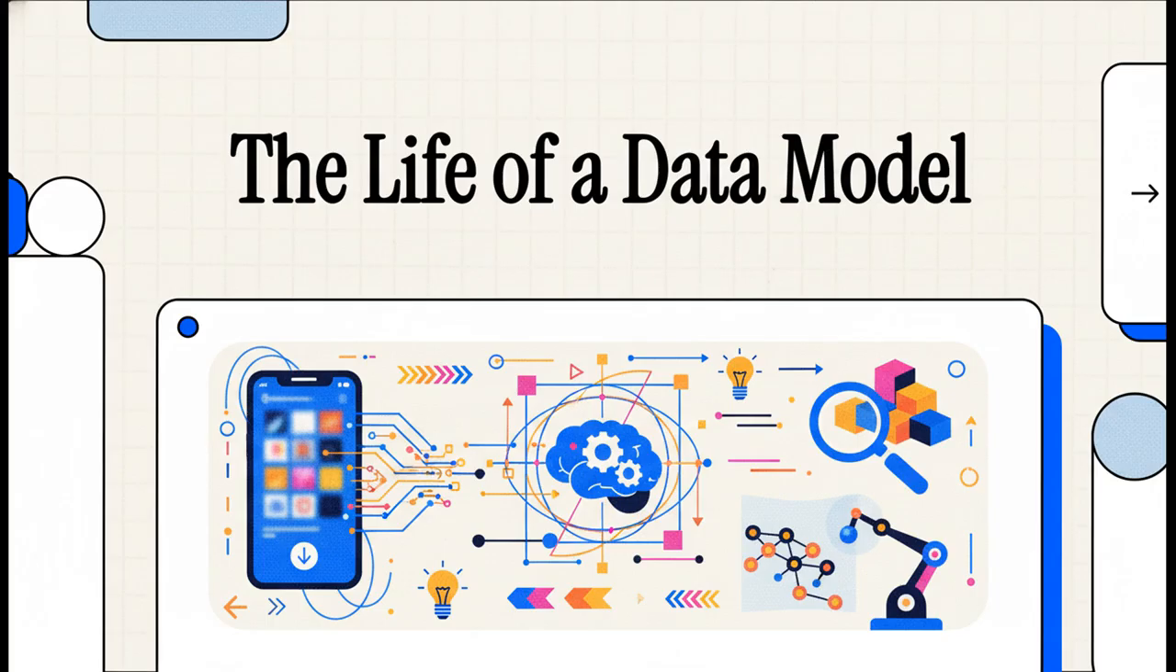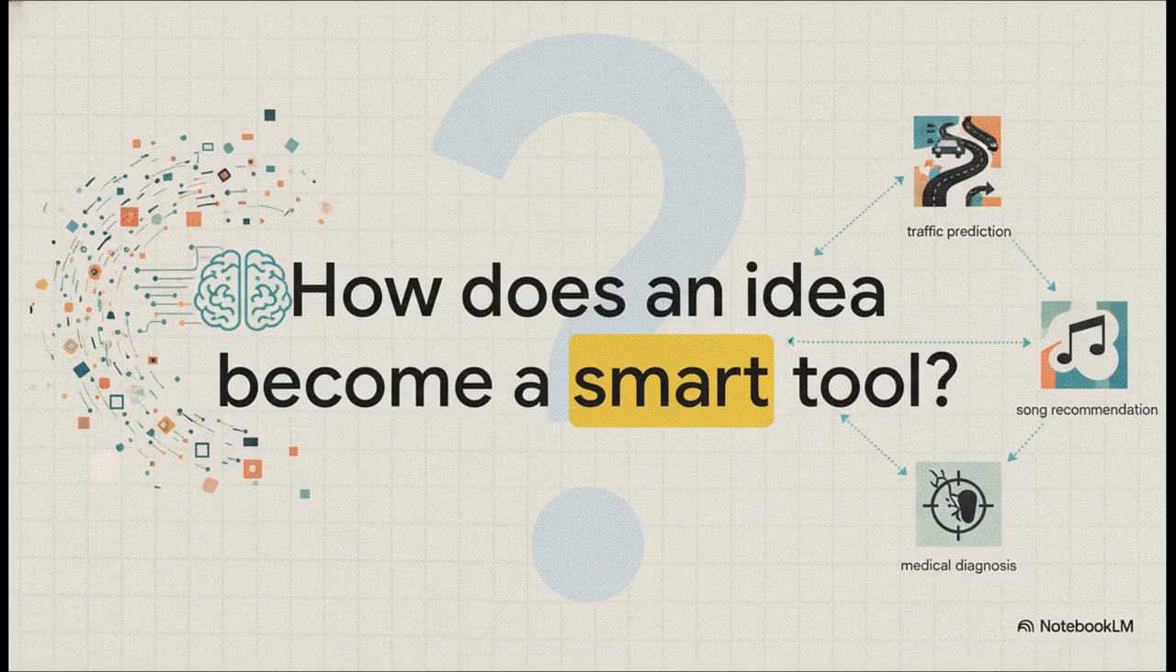So, where does this all even begin? Yeah, how does that happen? How do you go from a giant pile of raw data to an intelligent system that can predict traffic, recommend your next favorite song, or even help doctors find diseases? It's a really fascinating journey, and believe it or not, it's a lot more structured than you might think.